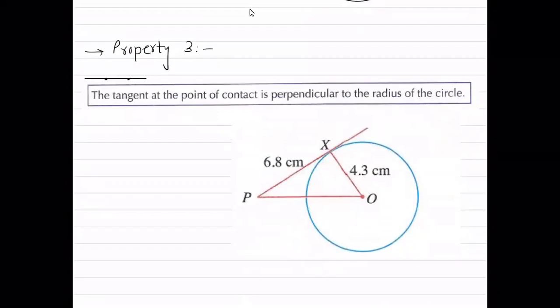Okay. The next property is related to the tangent being made at a point. So tangent at a point of contact. PX serves as a tangent line to the point X. If you connect O and X, this is your radius. So the tangent and the radius are always perpendicular to each other. So the property says that the tangent at a point of contact is perpendicular to the radius of the circle. Any problem in this property?